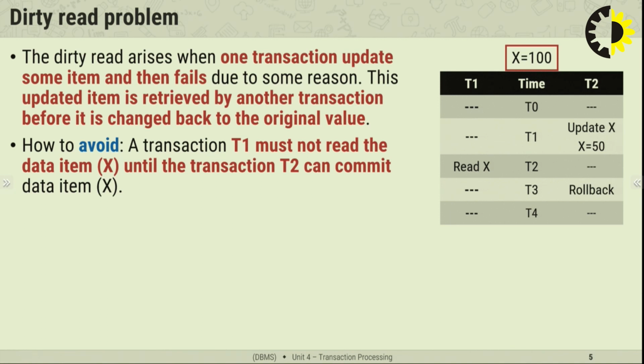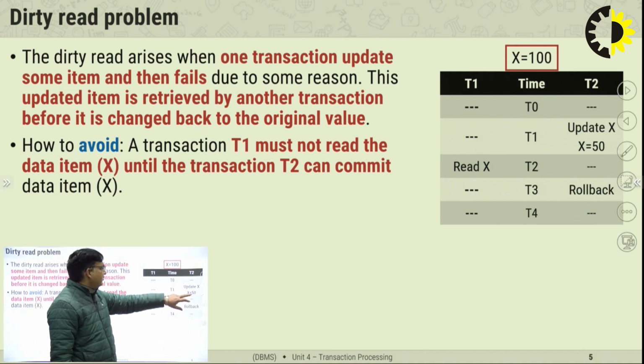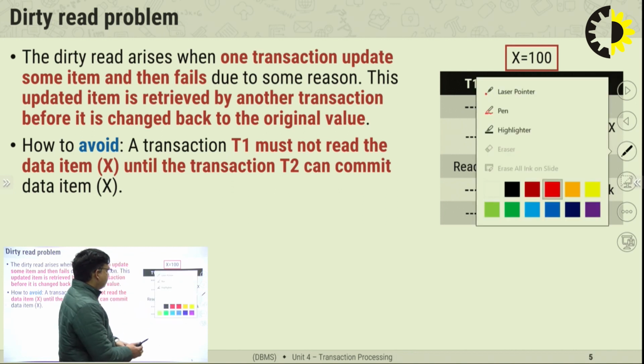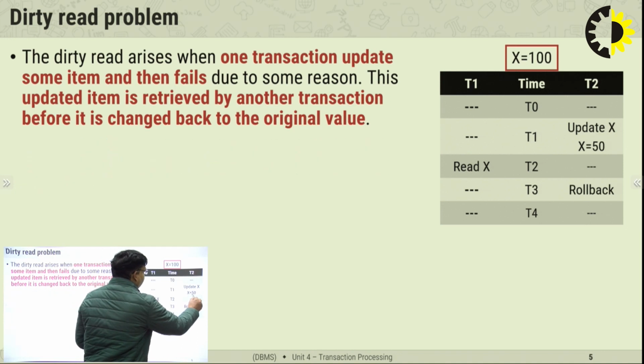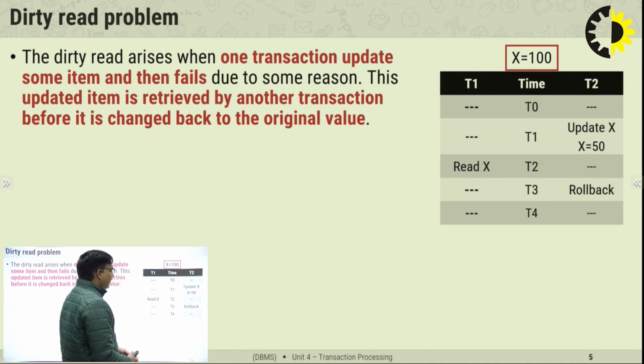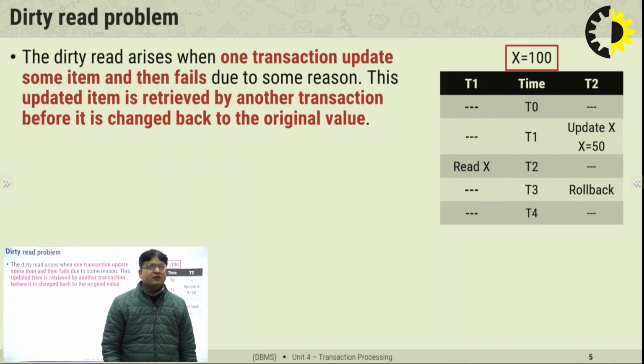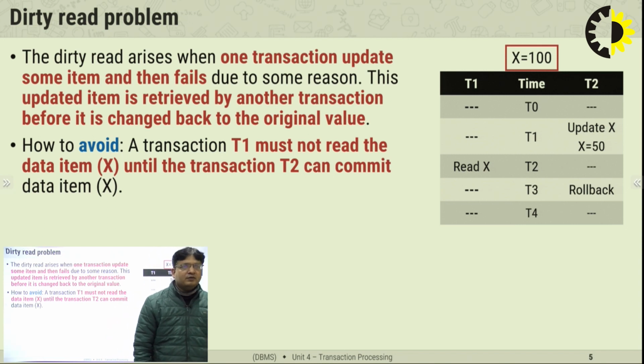Now how to avoid this problem? Transaction T1 must not read the data item until transaction T2 commits that data item. The way to avoid this problem is that whatever value transaction T2 writes, first it must commit this value. Then transaction T1 can read this value, otherwise it will not be possible for us to avoid this problem. So first T2 will commit the value, thereafter transaction T1 can read this value. If transaction T1 reads the value that transaction T2 has not committed, then we will be facing the problem of dirty read.